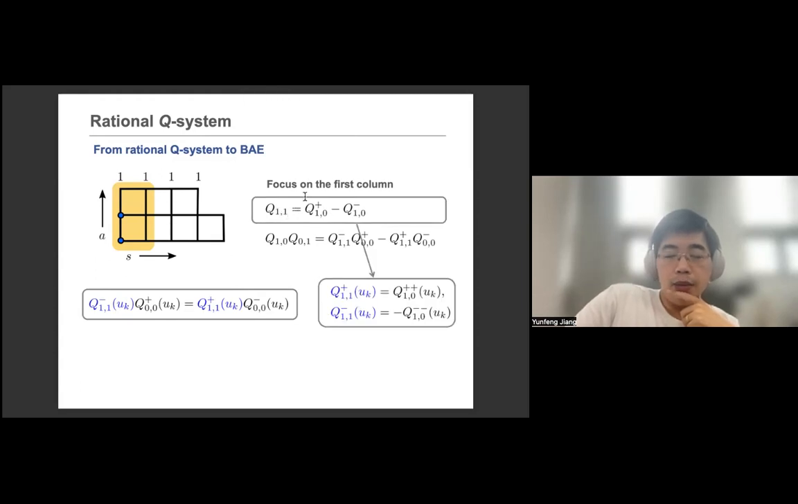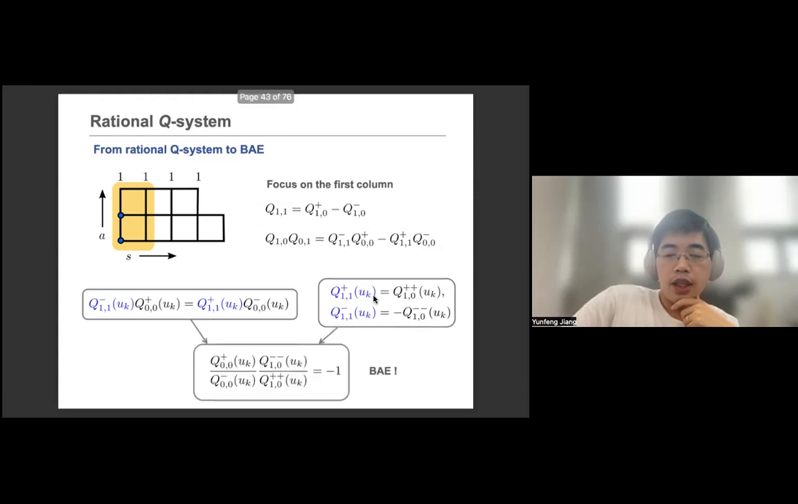Then we use the first equation. We can shift the spectral parameter u and then put u equal to u_k. This gives us two equations involving u_k. Combining these two equations together, we get exactly the Bethe ansatz equation. So this tells us that the Bethe ansatz equations are actually encoded in the Q-system. So the solution of the Q-system will give the solution of the Bethe ansatz equations.